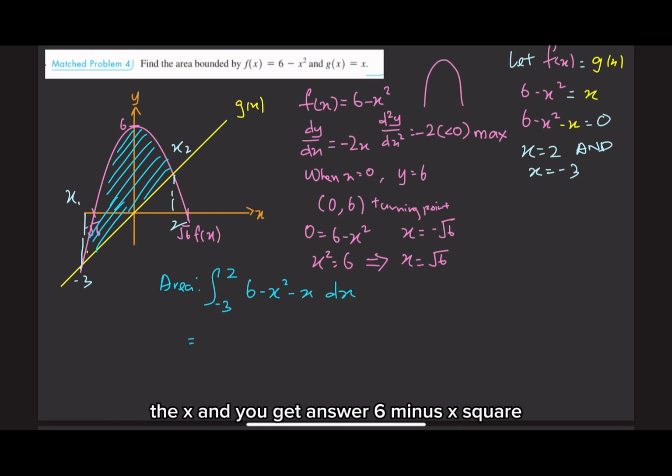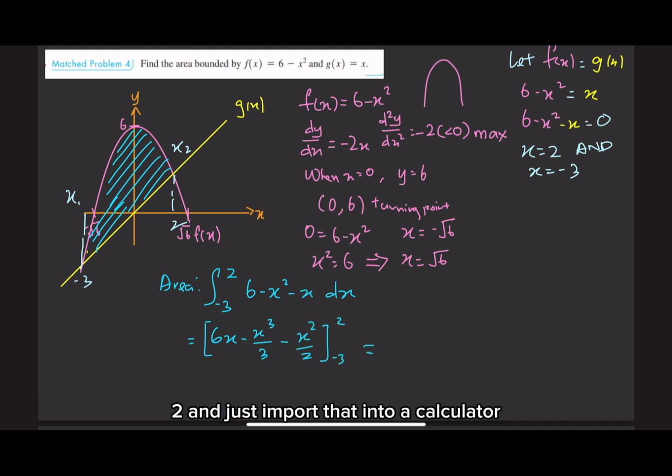And you get the answer 6x minus x cubed over 3, minus x squared over 2 from negative 3 to 2, and just input that into your calculator. I'm not going to do it step by step for you, but it should be pretty easy at this point, right? You get 125 over 6, and that is your final answer.